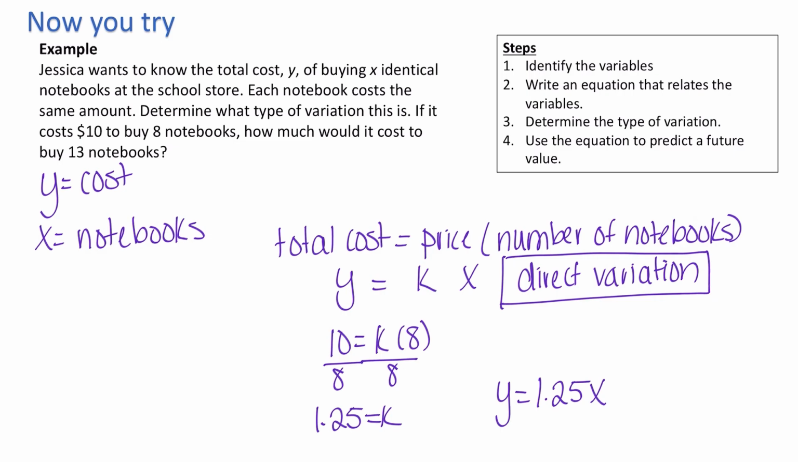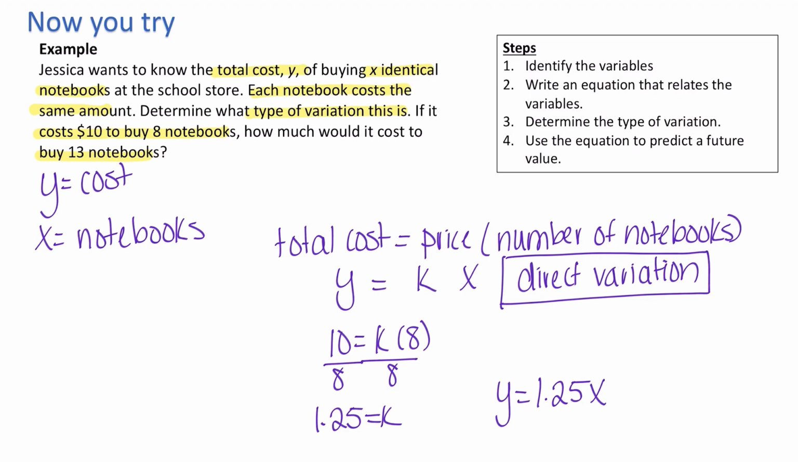So in this problem, it says that Jessica wants to know the total cost y of buying x identical notebooks at the school store. Each notebook costs the same amount. Determine what type of variation this is. If it costs $10 to buy 8 notebooks, how much would it cost to buy 13 notebooks? So what we did is we defined two variables, y for the cost and x for the number of notebooks. So we talk about the total cost, we know that it's going to be the price times the number of notebooks that she buys.